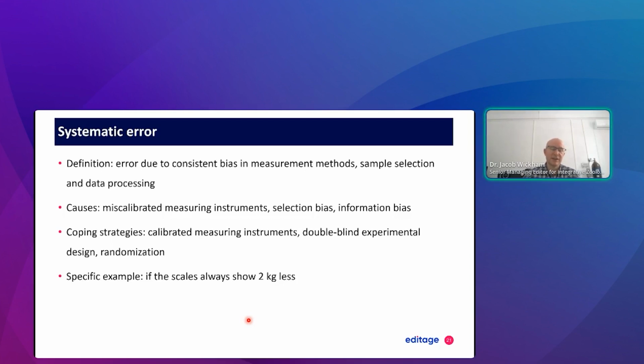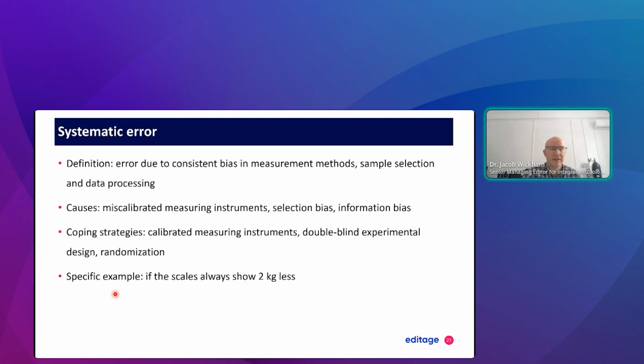So to reduce this type of systematic error, it needs to be carefully planned at the study design stage. For example, a double-blind experimental method can be employed to reduce the influence of the researcher or the subject bias. So randomization techniques can also be used to reduce the bias in sample selection. So that's one way to overcome this type of error.